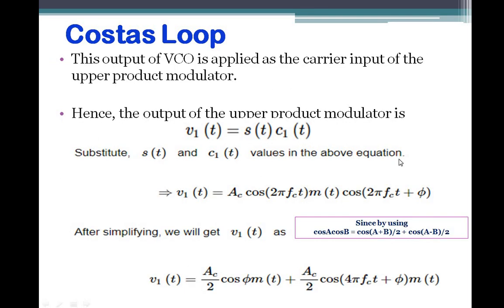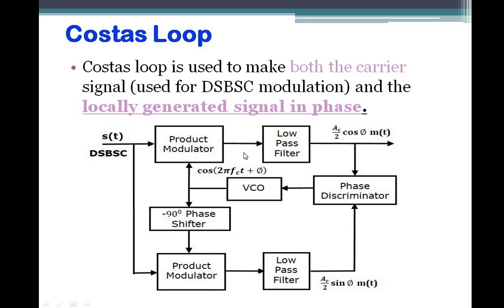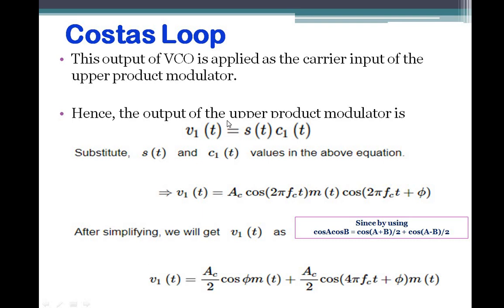This output of the VCO is applied as the carrier input to the upper product modulator. As I have said, we are considering the upper part first. The upper product modulator output will be V1 of t, and at this other part you will get V2 of t. So V1 of t is equal to S of t into C1 of t. What is S of t? Ac cos 2 pi fct into m of t into cos 2 pi fct plus phi.